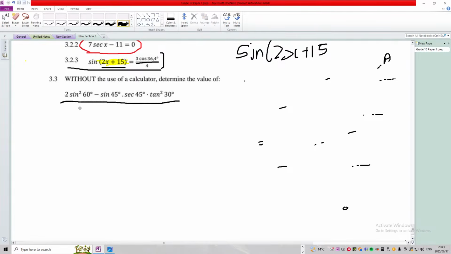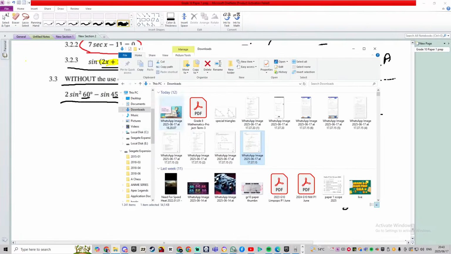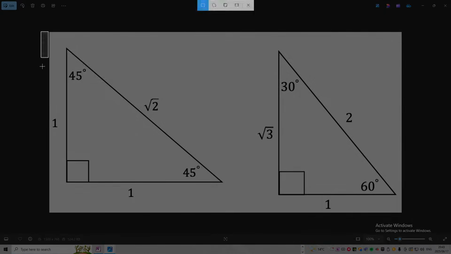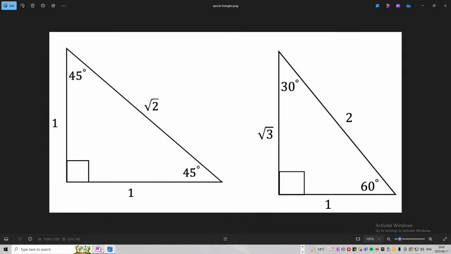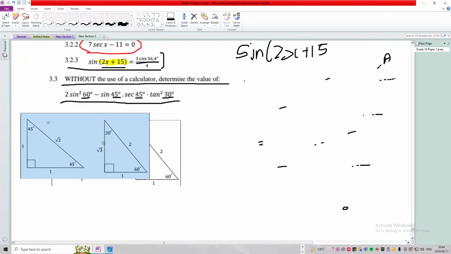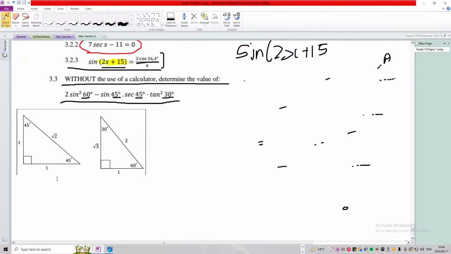So, for me to do this without the use of a calculator, determine the value of, here I have 60, 45, 45, 30. The moment I see something like this, my brain should immediately go to the special triangles. Once I've gotten a special triangle, remember now you must write this in your answer. You must put it there like this in your answer sheet.